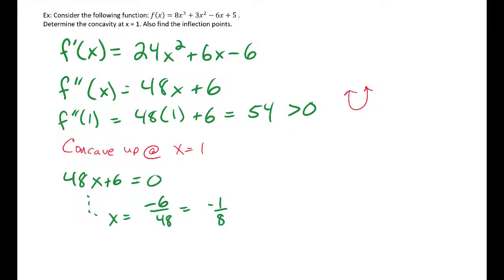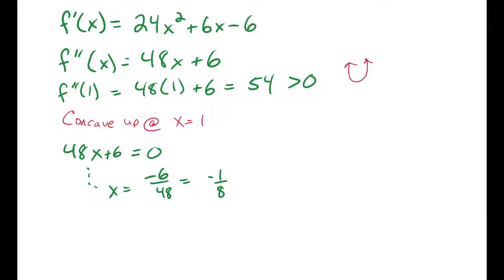Okay. Now, this is an inflection point candidate. This is a possible inflection point. Meaning if there is an inflection point, that's the only option. It can only be x equals negative 1/8. To determine if we have an actual inflection point there, we have to check to see if the concavity changed to the left and to the right of that x value of negative 1/8. So to do that, we can do f double prime of negative 1. Okay, so this is going to be an x value to the left of that negative 1/8. And then we're going to do f double prime of 0, and this will give us the concavity to the right of that x value of negative 1/8.